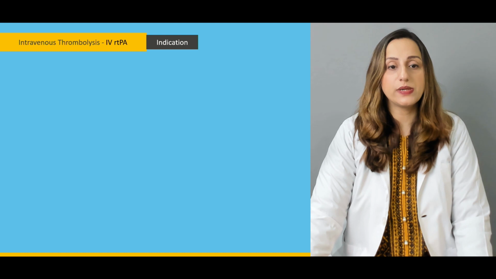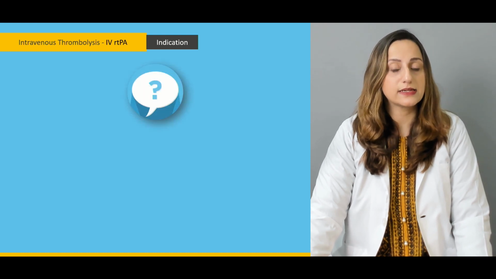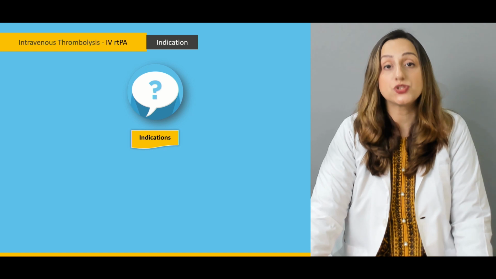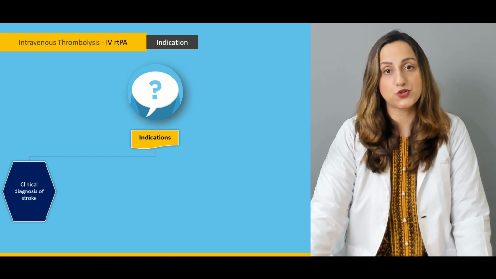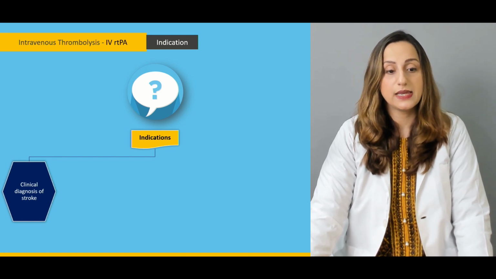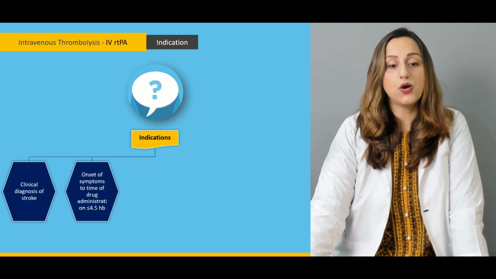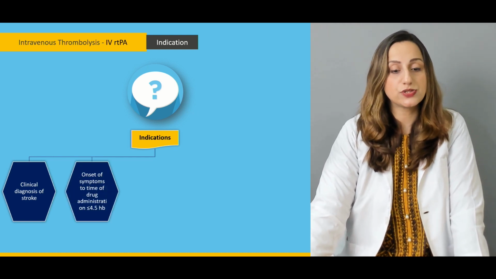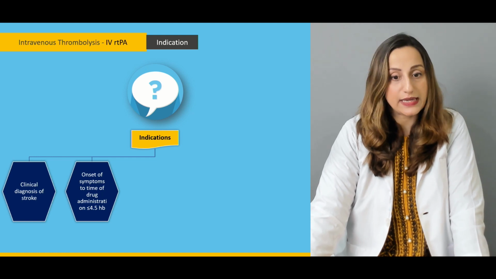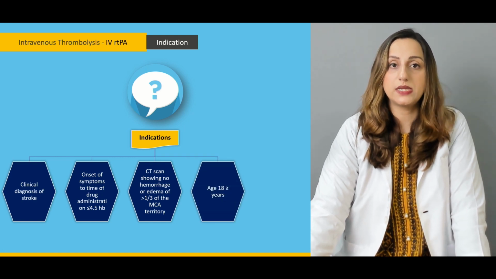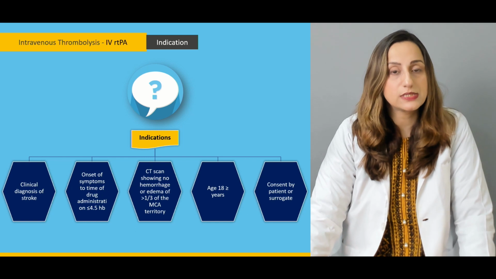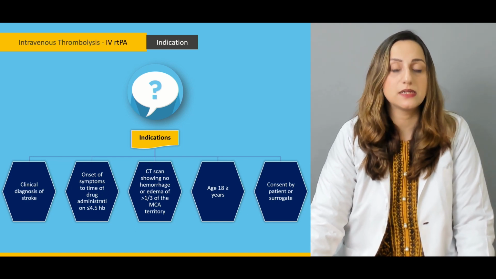Now, giving intravenous thrombolysis or the tissue plasminogen activator, what are the indications? Who are the patients in which it is basically the first line of choice to give this tissue plasminogen activator? It's a clinical diagnosis of stroke, the onset of symptoms to time of drug administration is less than 4.5 hours, and CT scans show no hemorrhage or edema of more than 1/3 of the middle cerebral artery territory. Age is more than 18 years, and the consent of the patient as well as the surrogate has been obtained.